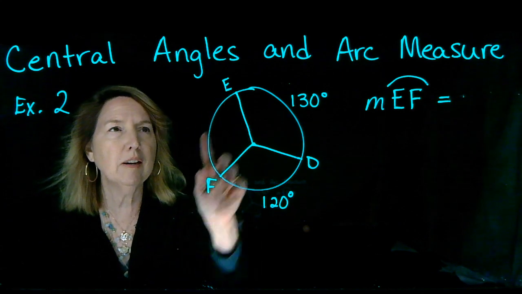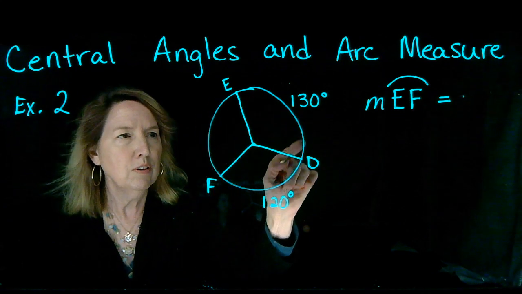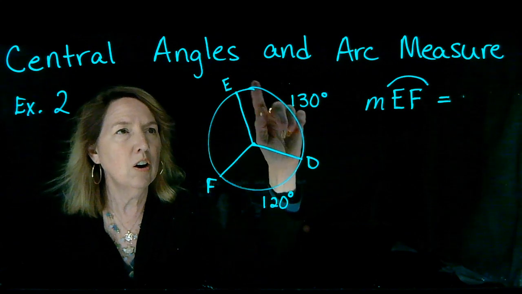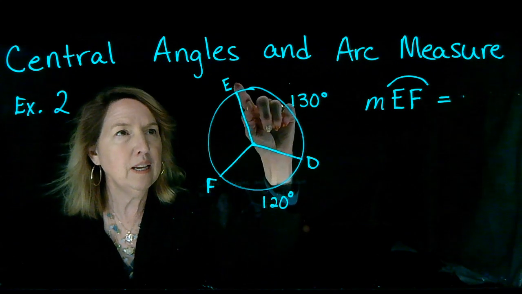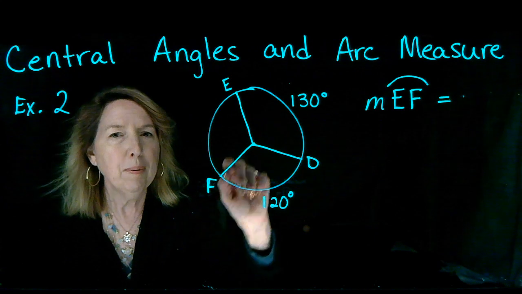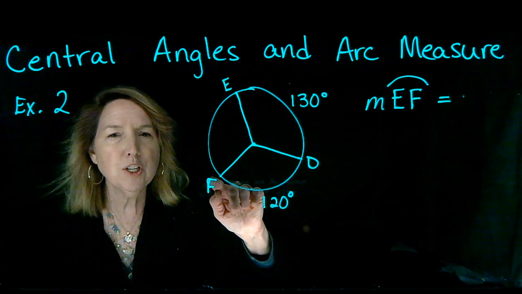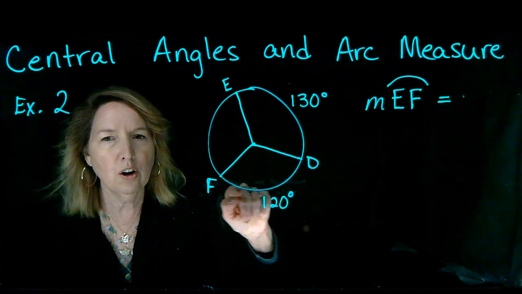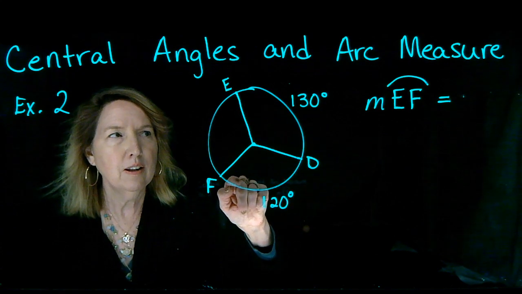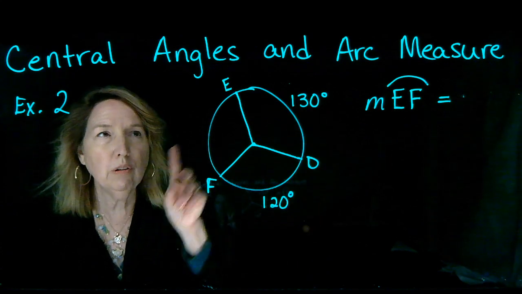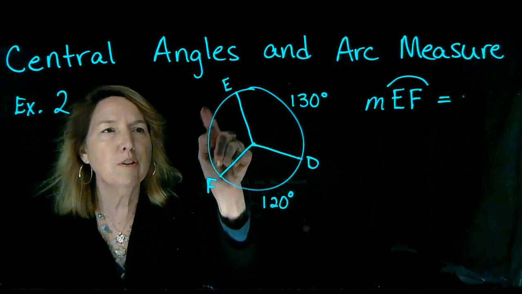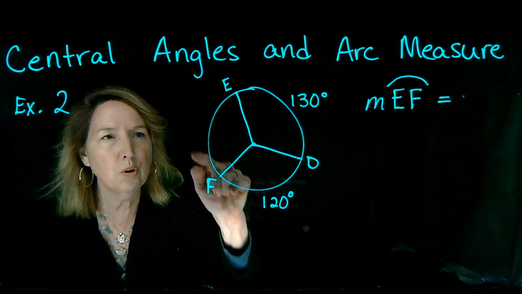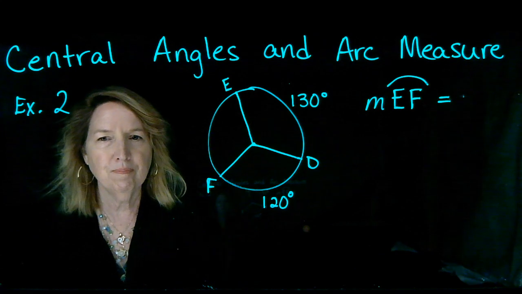That's important because they could have asked you about this arc measure from E to F. But if they did, they have to use three letters to mean the longer arc, the major arc. Because they only have letters, they're asking for the shorter distance, the shorter arc from E to F.